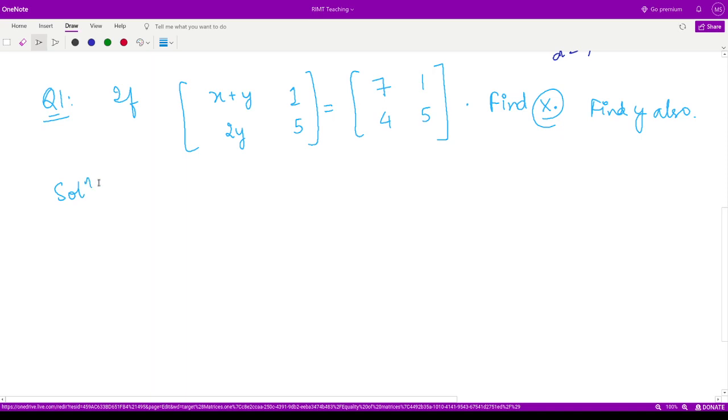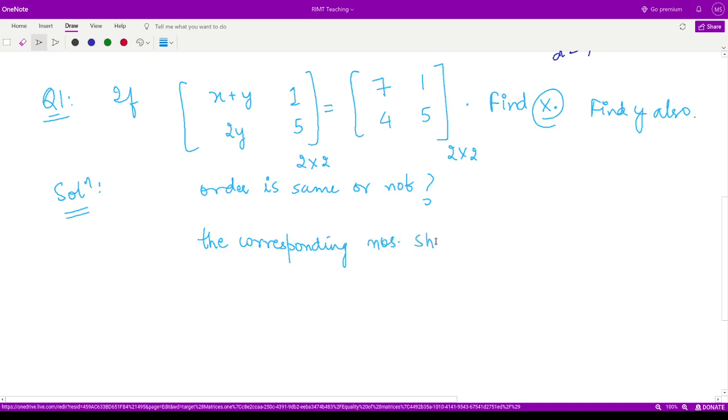So for the solution, what we will do, first of all, we will see whether the order is same or not. So in the first matrix, you see we have two rows and two columns. So the order is 2 cross 2. For the second right hand side matrix, we have two rows and two columns, so the order is also 2 cross 2, which is the same. And then we have to see the corresponding numbers. The corresponding numbers should be same.